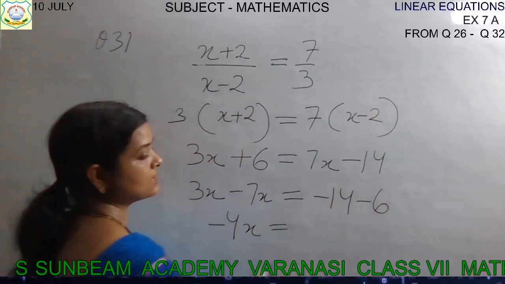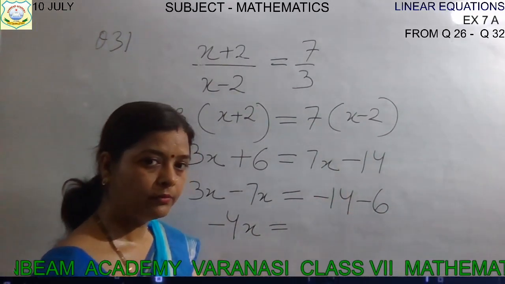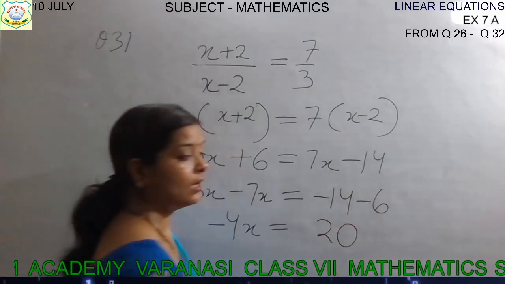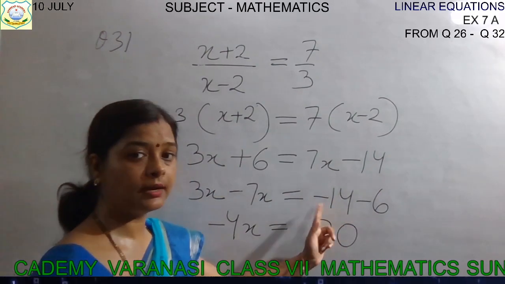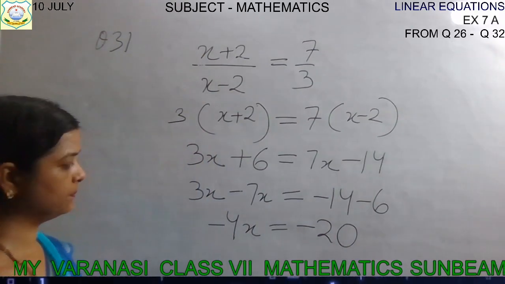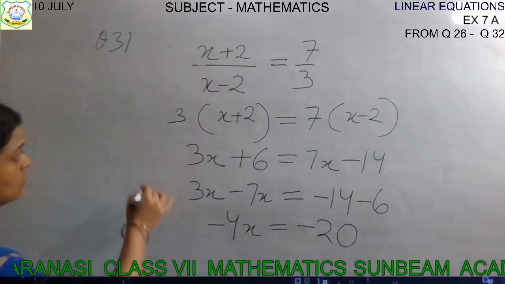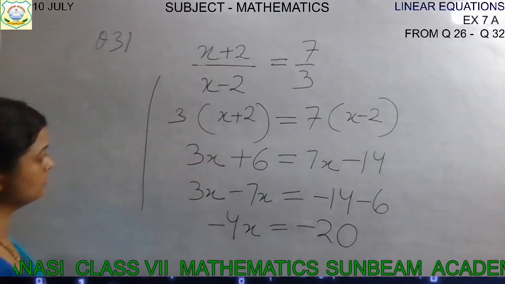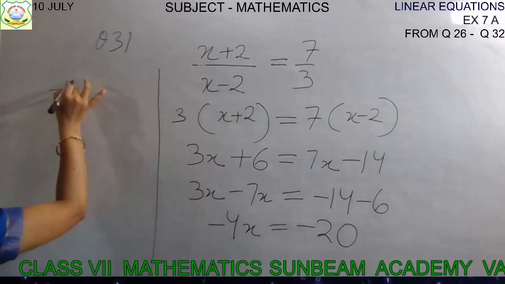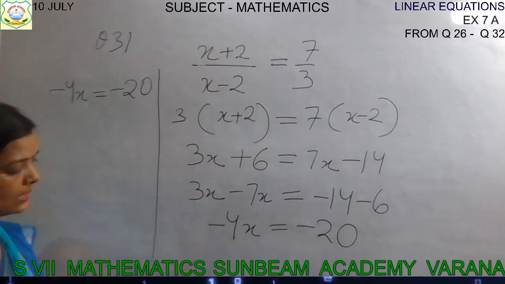Now both the signs are same, children. Both were having negative sign. So we will add them. And answer is 14 plus 6 is 20. Along with its sign, children, both are negative. So we will put negative sign. Now x is equal to, will it be visible? No, I think. So I am writing down on this side. Minus 4x is equal to minus 20. This is our step.